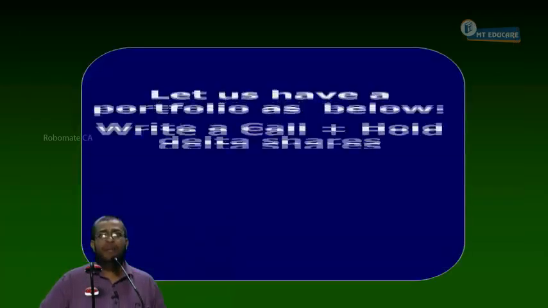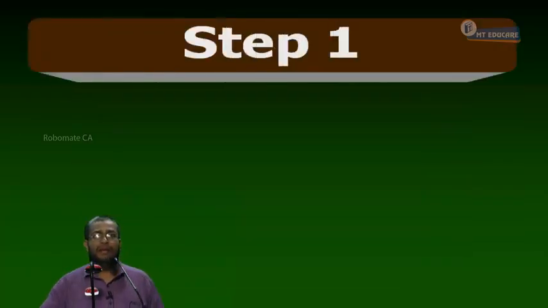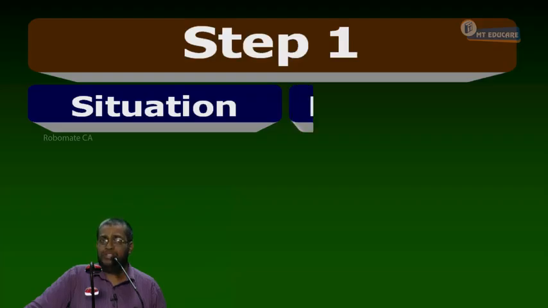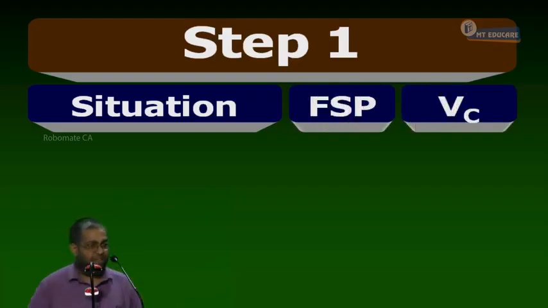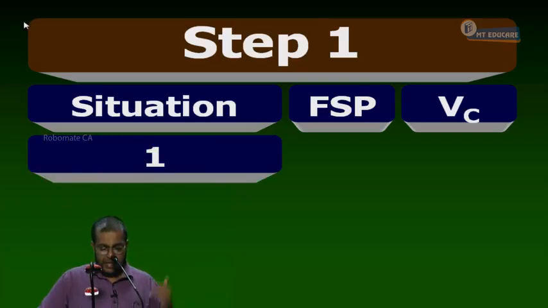Now, let's write step number 1. Step number 1: have the following columns: situation, FSP, and then value of call, VC. Okay, can we start or not? Situation 1. FSP can be how much rupees?